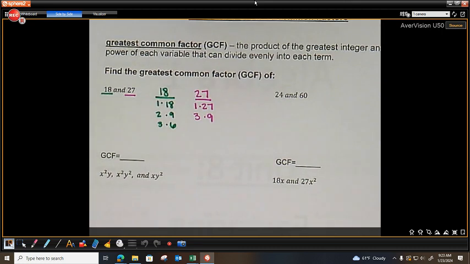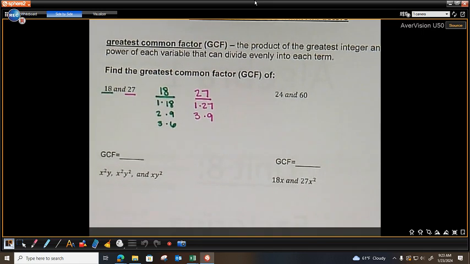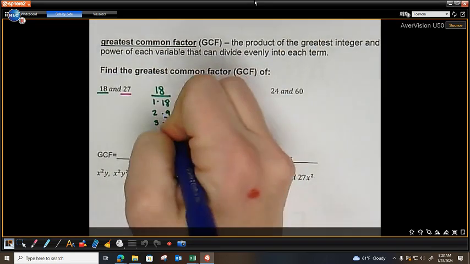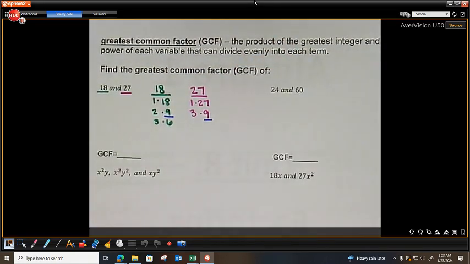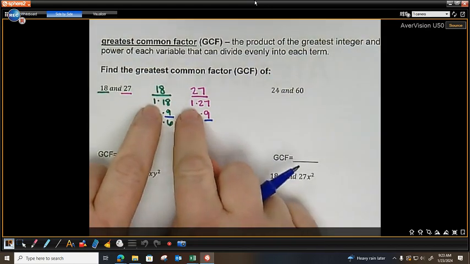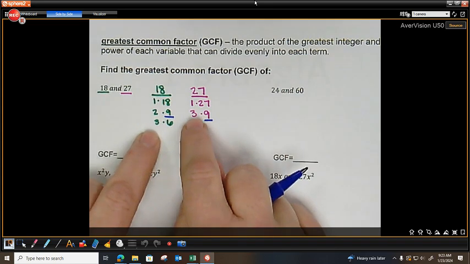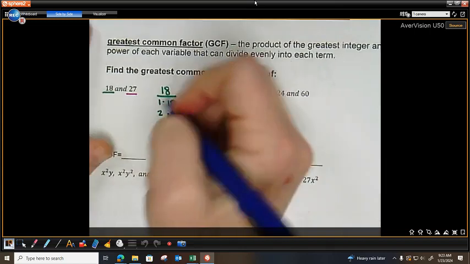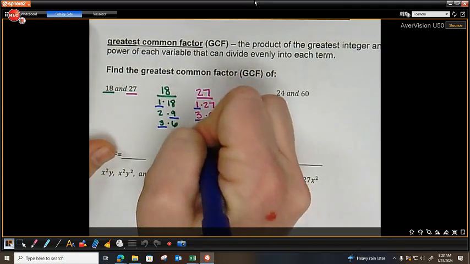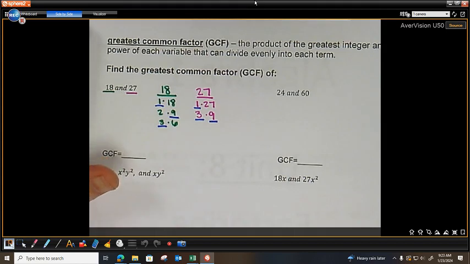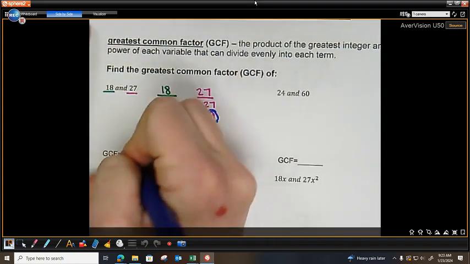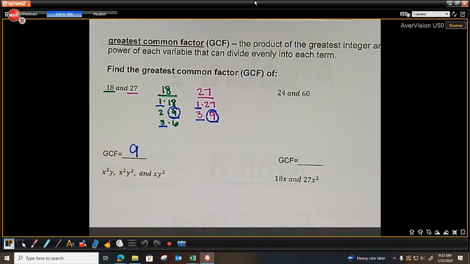So now I'm wanting to find the largest number that's on both of my lists. Okay? What's the largest number on both of our lists? 9. 18 is divisible by 9 and 27 is divisible by 9. Are they both also divisible by 1? Are they both also divisible by 3? But out of 1, 3, and 9, because they're both divisible by 1, both divisible by 3, which one's the largest number? 9. So 9 is my GCF, and we are done. Okay? We go with that?